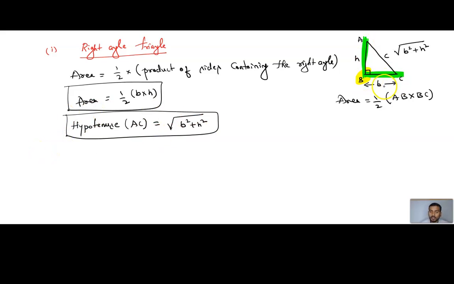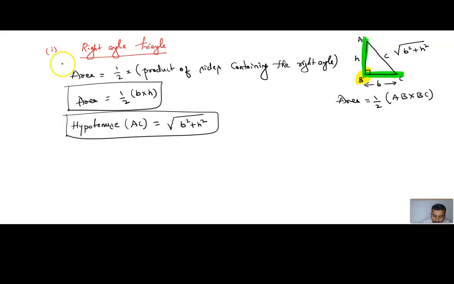Sometimes, if they have not given the B value or H value, sometimes they won't give the AB value or BC value. They don't give it, but they will give the AC value. By using this, you have to find the side. Then, by finding both sides, AB and BC, you have to substitute in the formula. So, then we will be using the hypotenuse formula. Anyhow, when we solve the problems, I will discuss how and when, where we have to use this. Just remember these basics.